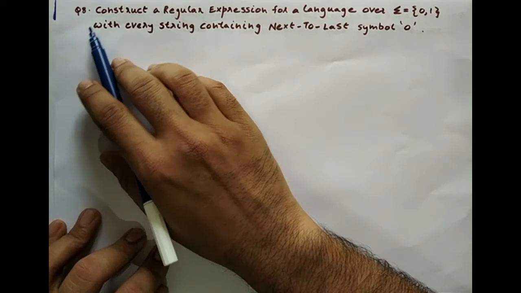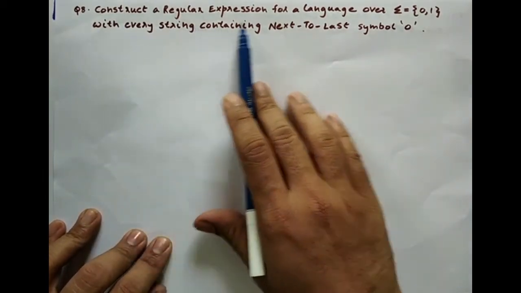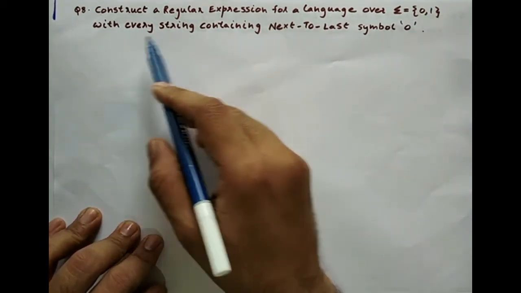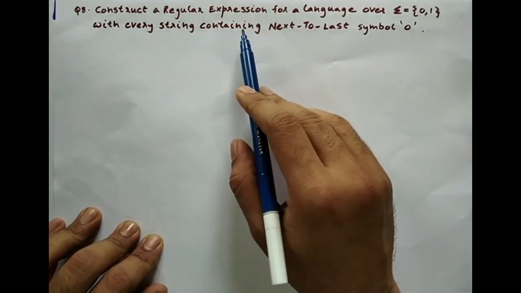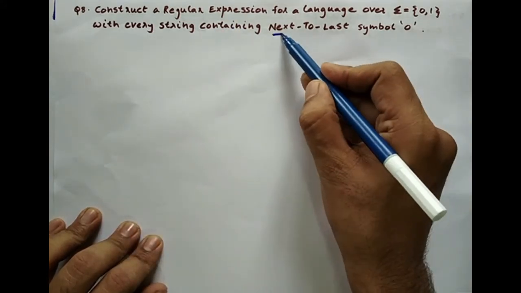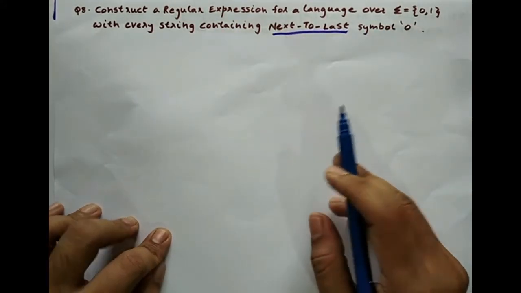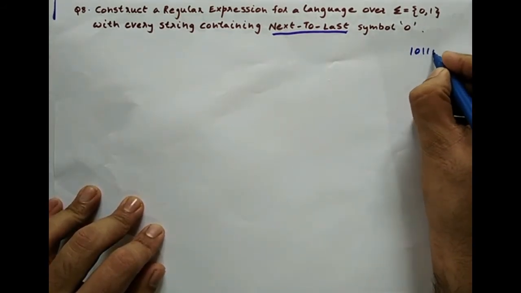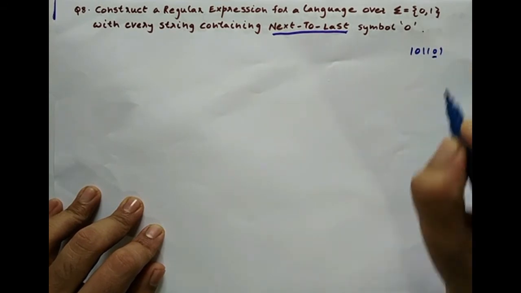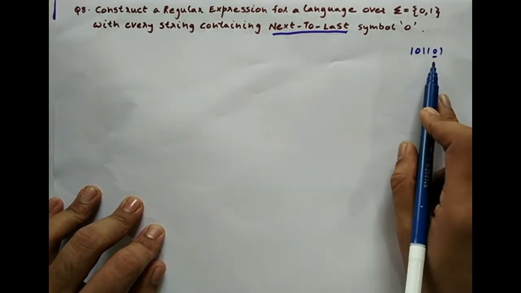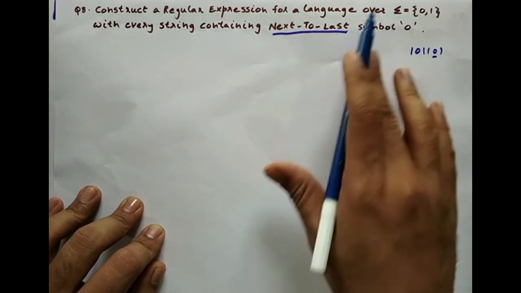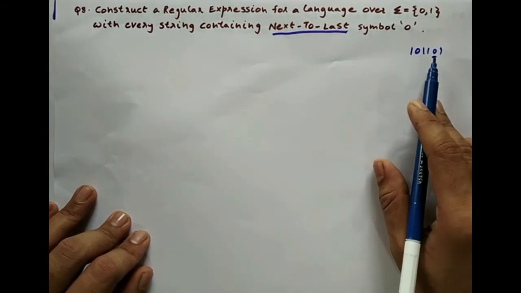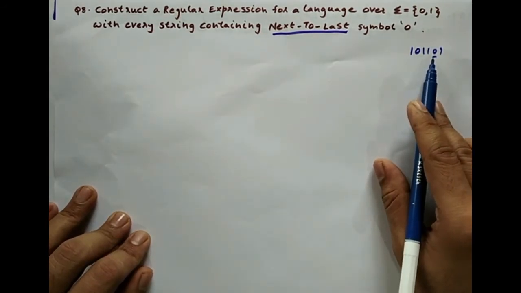In this particular problem, we are supposed to construct a regular expression for a language over sigma equal to 0, 1. The constraint here is that every string should have the next to last symbol equal to 0. Now what's the meaning of next to last? Next to last means second last. So suppose the string is 1 0 1 1 0 1, then this element is called the next to last element or the second last element. So the constraint imposed on this language is that strings can be any combination of zeros and ones, but the second last element should compulsorily be 0.